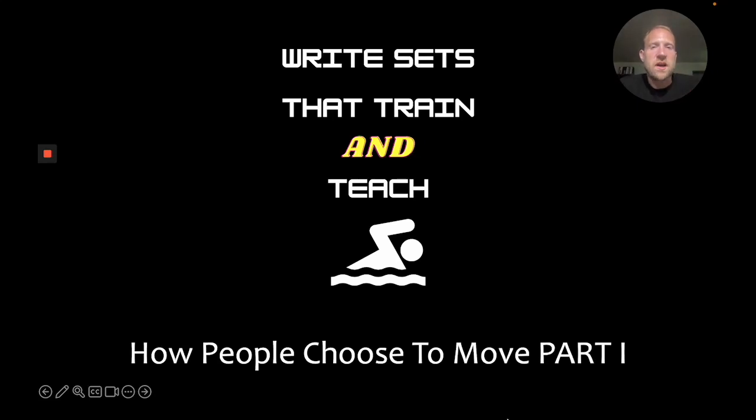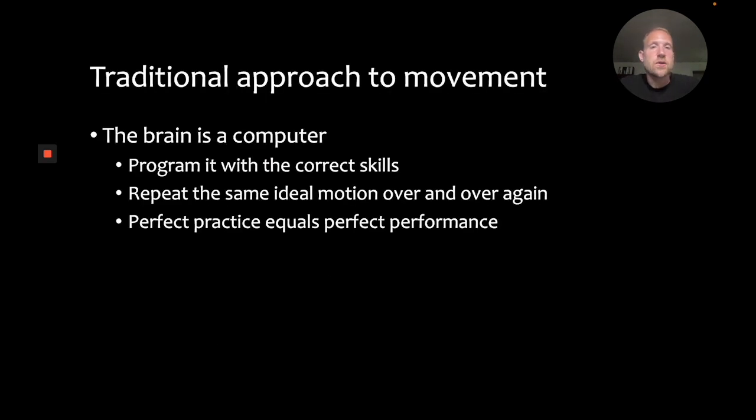Now, before we start talking about how to influence how swimmers move, we need to discuss why they choose to move the way they do. The traditional approach to learning and how movement occurs is that the brain is a computer and we need to program it with the correct skills. And we do that by repeating the same ideal movement pattern over and over again. And you get the expression that practice equals perfect performance.